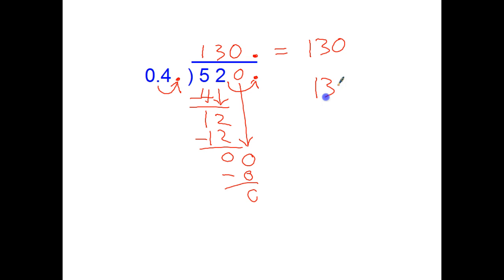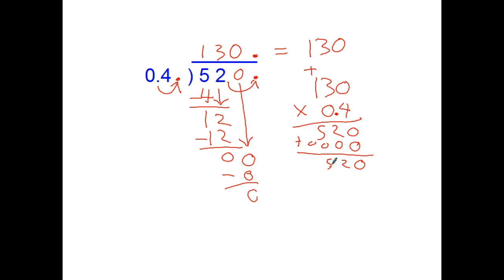If you're not sure of your answer, I can go back. I'm going to take my 130, and just to prove the point to you, I'm going to go back to my original numbers in blue, and take this times 0.4, and when I get done, I should end up with 52. So 4 times 0 is 0, 4 times 3 is 12, carry my 1, 4 times 1 is 4, plus 1 is 5. I'm just going to have zeros all the way across there, right? Add them up. I'm at 520, and I just need to move my decimal point over 1 spot. So it's really 52, which is what we started with.